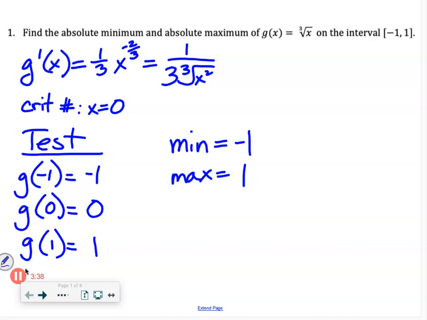Okay, any questions on number 1? So find your critical numbers, test your critical numbers and your endpoints by plugging them into the original function. Biggest is your max, smallest is your min, kabam, right? Okay.